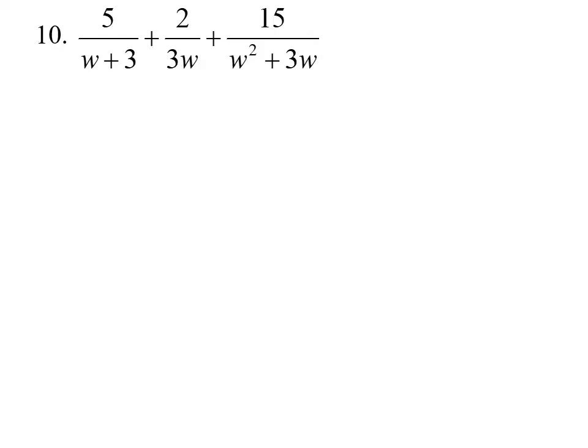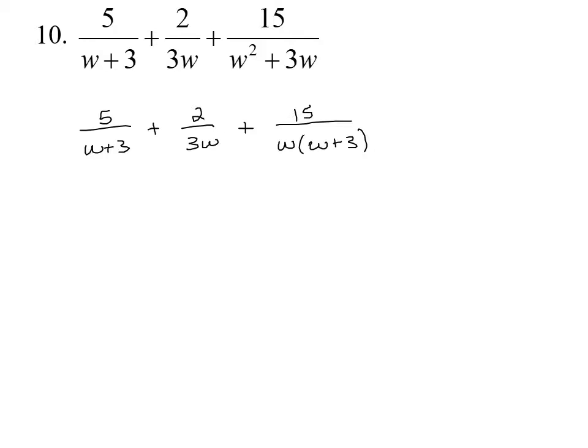Okay, let's do another one of those type problems, except now we're going to do it with 3 fractions. So notice the one on the far right, 15 over w squared plus 3w. To get my common denominator, I have to have it factored. And so I'm going to factor that fraction there. So I'm going to rewrite this as 5 over w plus 3, 2 over 3w, and 15 over, there's a w in common. So if I factor the w out, I'll have w plus 3 left over.